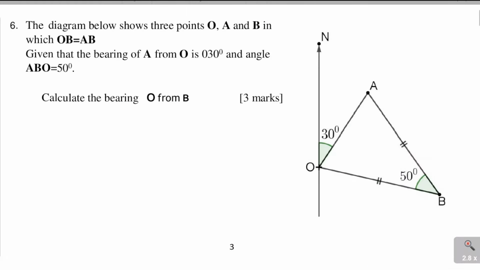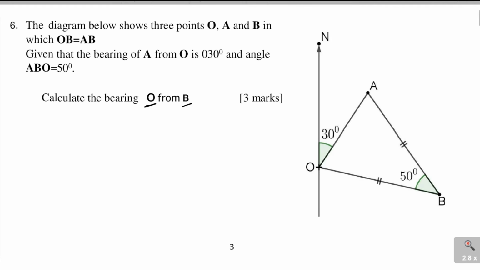Question 6. The diagram below shows 3 points O, A and B, in which OB is equal to AB. Given that the bearing of A from O is 030 degrees and the angle ABO is equal to 50 degrees, calculate the bearing of O from B. 3 marks. So that is the question. You're supposed to calculate the bearing of O from B.